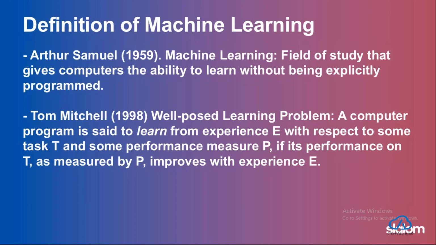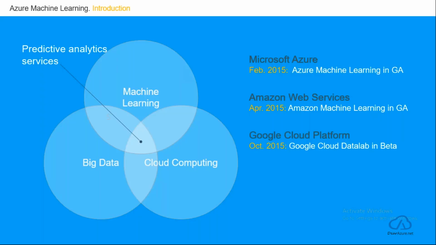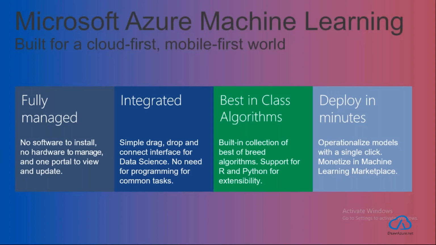We see how a computer program is set with the experience and respect to the task. Okay, so these are the predictive analysis services. We talk about Azure Machine Learning, which launched in February 2015, Amazon in April 2015, and Google Cloud Datalab in beta. So these are predictive services combining machine learning, big data, and cloud computing.